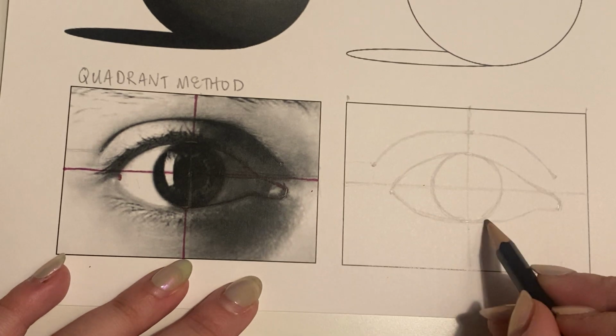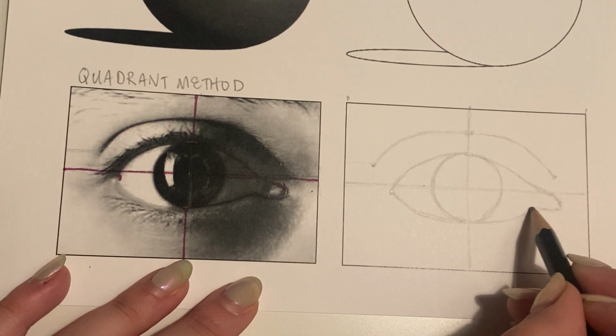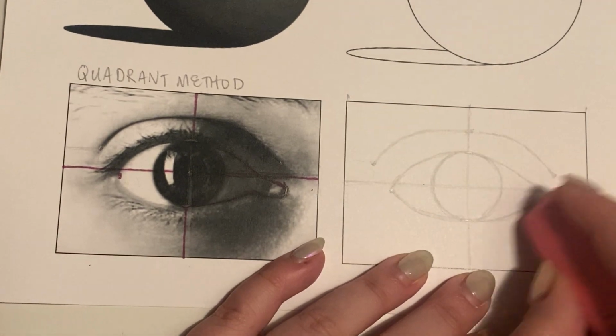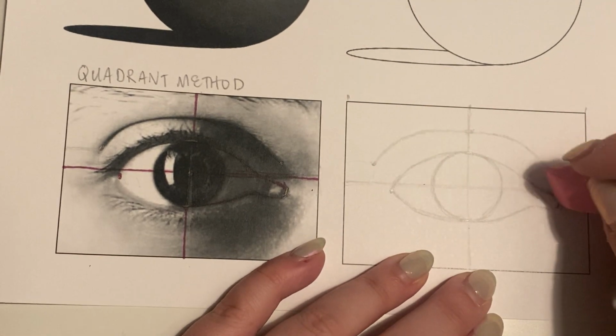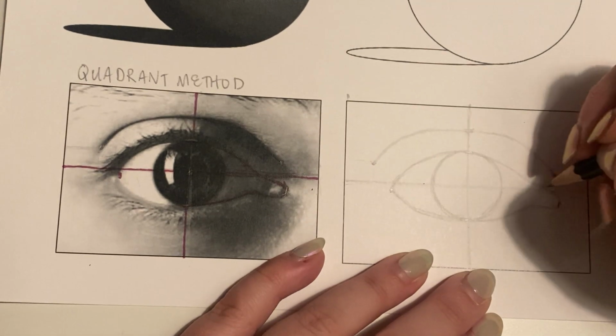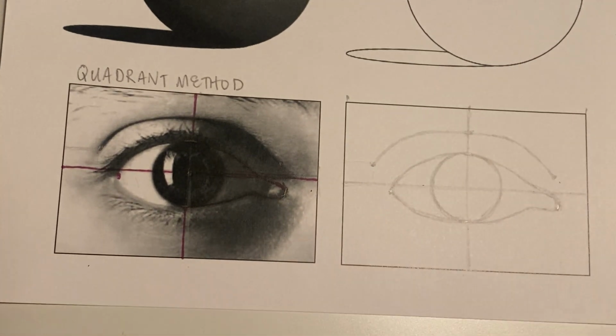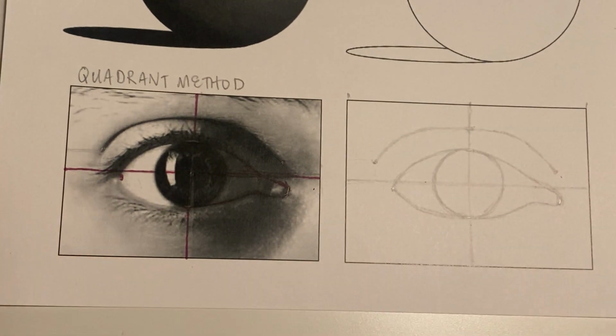I'm noticing that my curve maybe comes down a little too low, so I'm going to adjust that. Bring it up just a little bit. That's super subtle, but if you notice the same thing with yours, that as you start to draw this, things aren't really lining up the way that you're seeing them, then stop, erase, adjust, and then keep going.